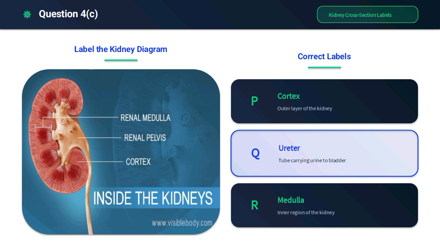Part C shows a simplified diagram of a kidney cross-section, and we need to label P, Q, and R. Looking at the diagram, P points to the outer region. This is the cortex. The cortex is where filtration begins. Q points to the tube leading out of the kidney. This is the ureter. The ureter carries urine from the kidney to the bladder. R points to the inner region. This is the medulla. The medulla contains the collecting ducts and loops of Henle. So remember, P is cortex, Q is ureter, R is medulla.